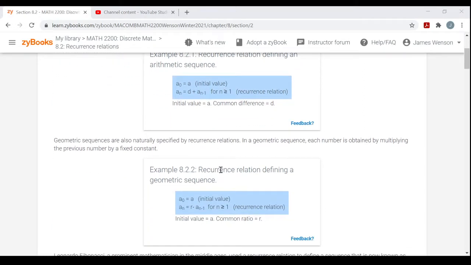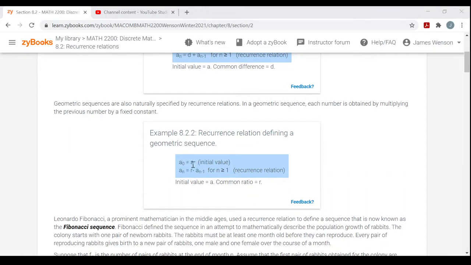The same thing goes for geometric sequences. I state the initial value, and then remember that in a geometric sequence every term was the previous term times some common ratio r. So a sub n equals a sub n minus 1 times r. Every term is the previous term, that's what this n minus 1 is, times r. And this is for indices 1 and beyond, because you're given the value when the index is 0, and then from 1 and beyond you follow this rule.